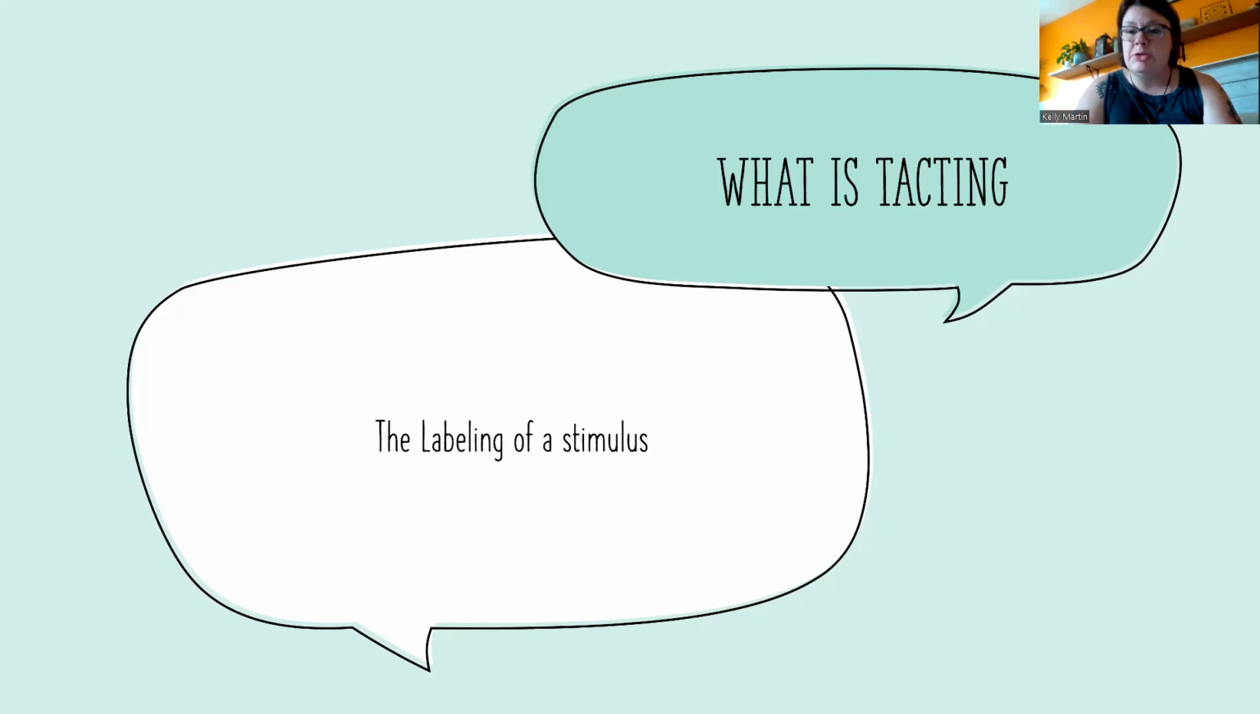Tacts can be used for nouns, verbs, adverbs, locations. So we can tact a dog, we can tact running, we can tact that the dog is running fast. We can also tact that the dog is under the table. These are different ways that we can label what we are seeing, hearing, smelling.